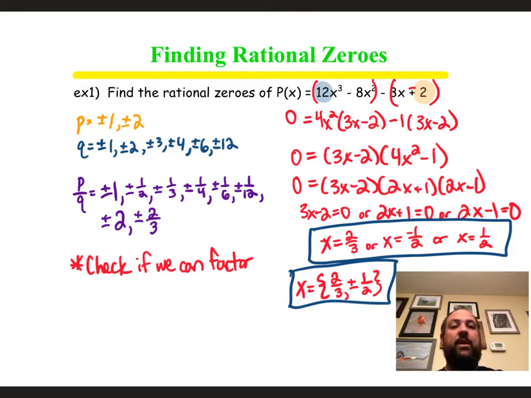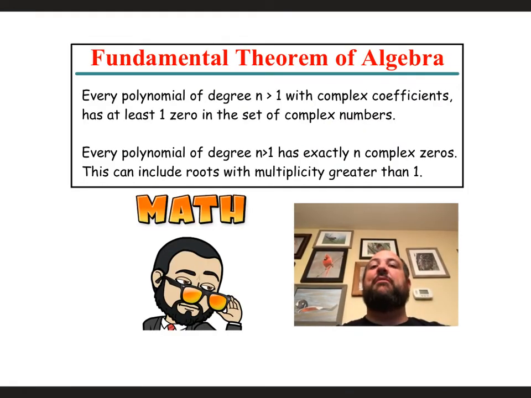So here we generated our list of possible roots, but we didn't actually use synthetic division, we just factored. But if I double check, 2/3 was in my list, plus or minus 1/2 was in my list. Let's look at another example. Actually, before we jump into that next example, let's take a look at the fundamental theorem of algebra.